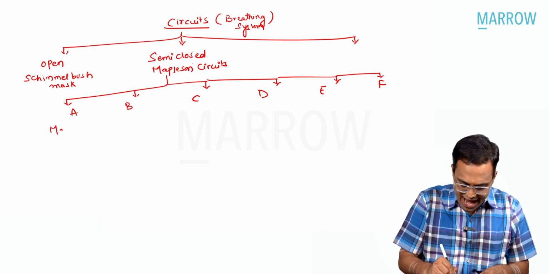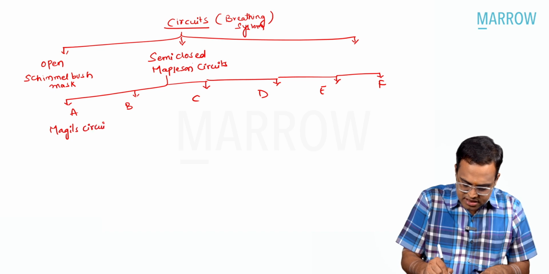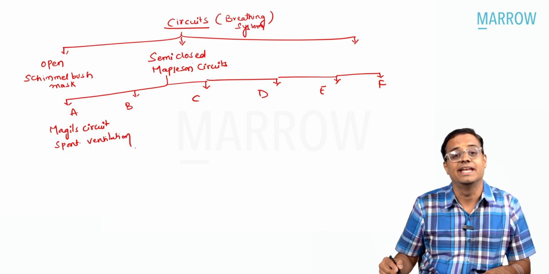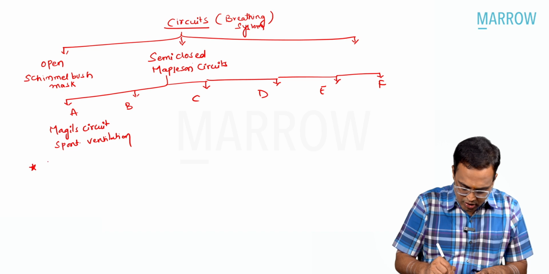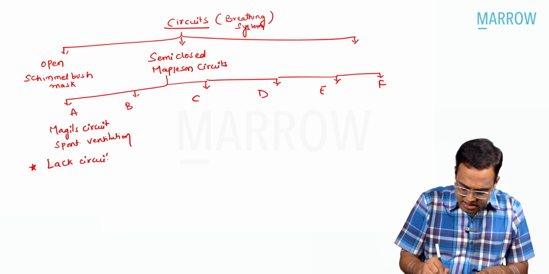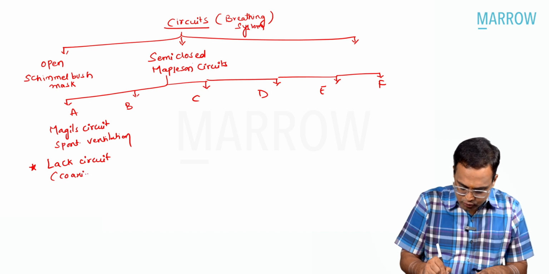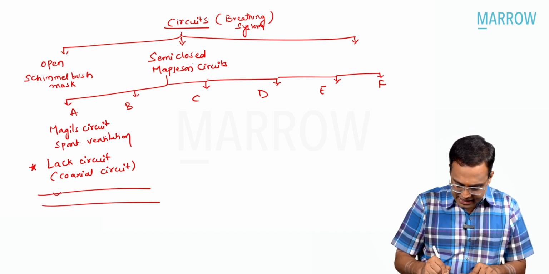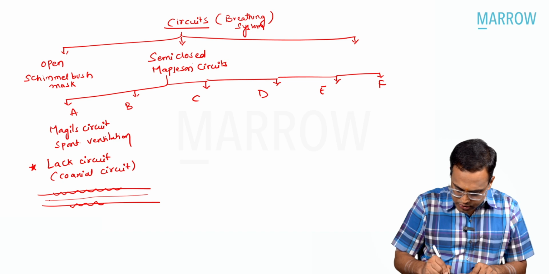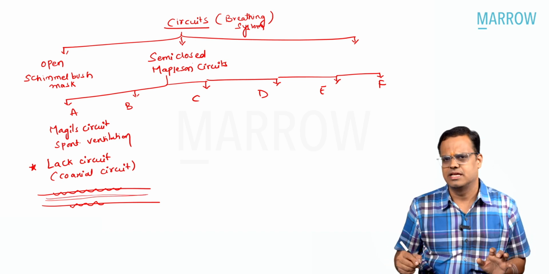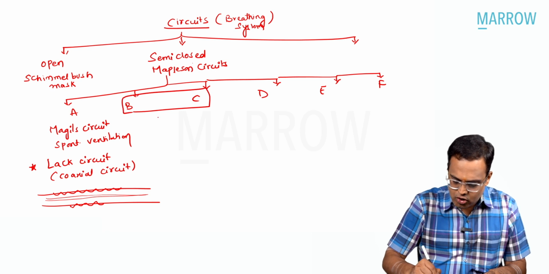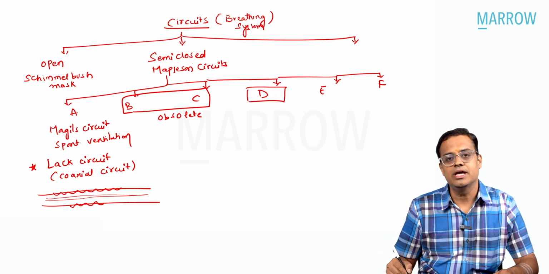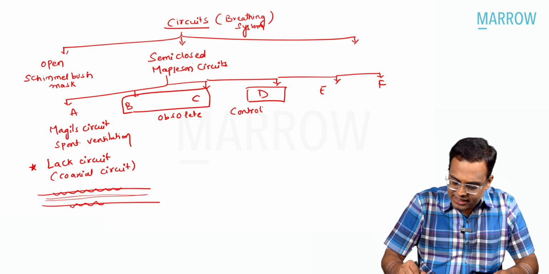Mapleson A circuit is called Magill's circuit, and this is the circuit of choice for spontaneous ventilation. The modification of Mapleson A circuit is called the Lack circuit. What is the modification they have made in this Lack circuit? It is a coaxial circuit. What do you mean by coaxial? It means a circuit within a circuit. You have one circuit, and inside that circuit there is one more circuit. This is called a coaxial circuit. Now B and C circuits, of late we are not using them, they are obsolete, so don't worry about them. Mapleson D circuit is the circuit of choice for controlled ventilation.